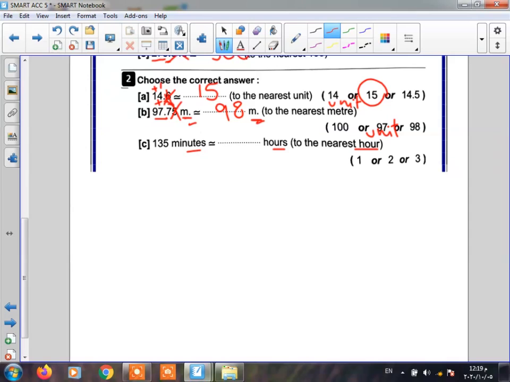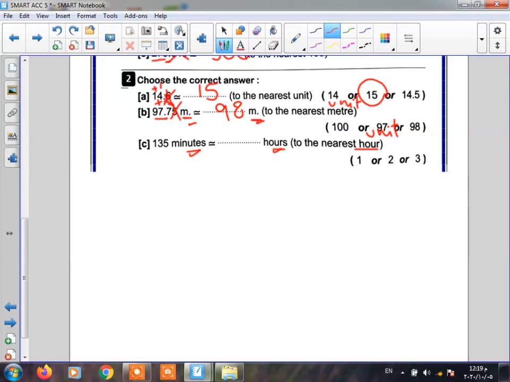Here I have minutes and here I have hours, so I must change from minutes into hours. We must convert from minutes into hours. Again, if you find two different units, like minute and hour, or gram and kilogram, we must convert from the smallest unit into the greatest to get the same unit before we approximate. Here I have 135 minutes. I need to convert it into hours.